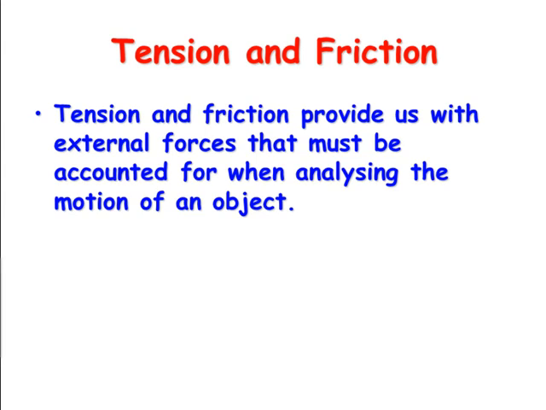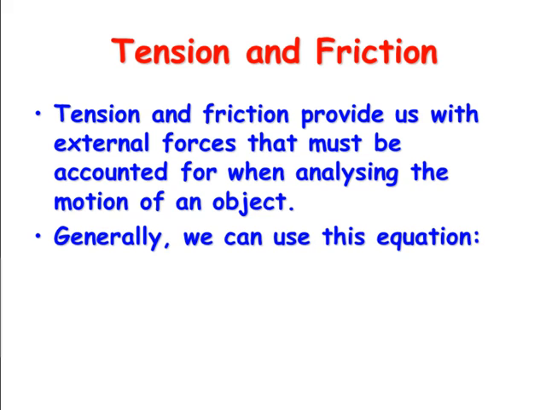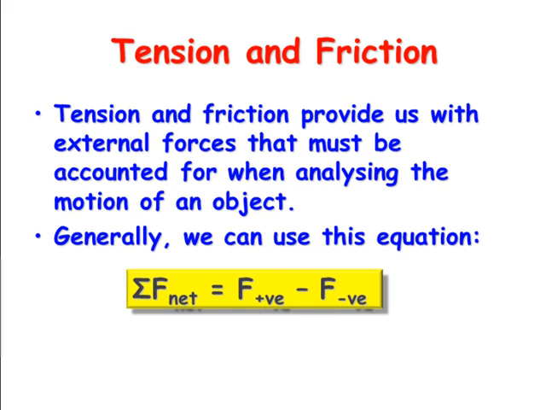As we saw in the previous example, friction and tension provide external forces that we need to account for. Generally, we are going to use an equation where we're just calculating a net force. Basically, we add the forces that are going in a positive direction or assisting the motion. We subtract forces that are retracting from that motion. Basically, I always start just by drawing forces on the diagram. So we'll have a look at an example now.